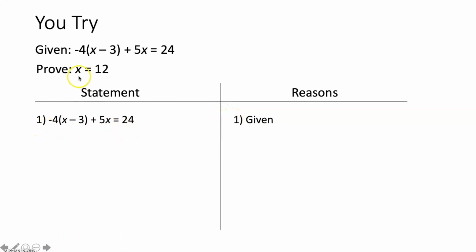Next, we need to solve this for x. So the first thing that I would do in order to solve this for x, I would distribute this -4 to the x and to the -3. So -4 times x is going to be -4x. -4 times -3 is going to be positive 12. Now, what did I do? I distributed that -4. And what allows me to do that? What property allows me to distribute? That would be the distributive property.